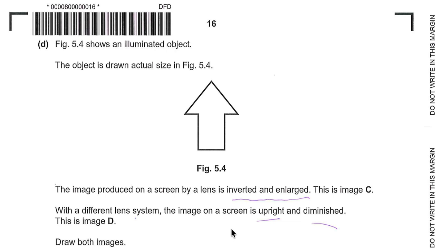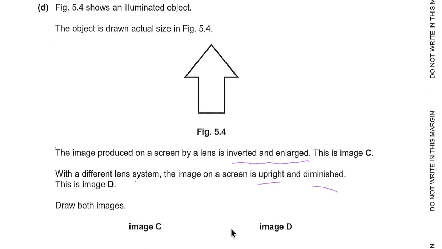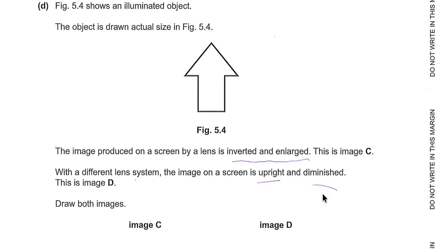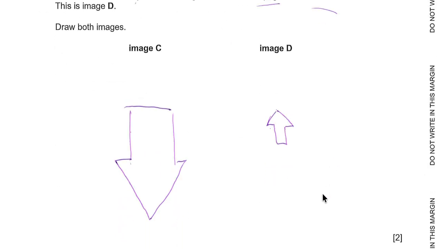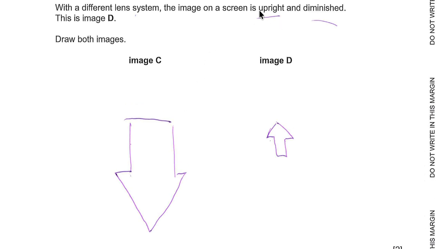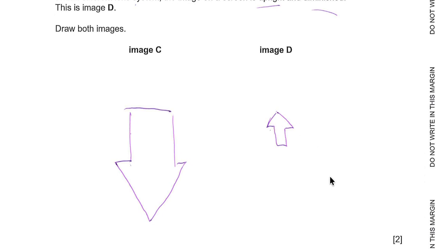We've just been asked to draw them. I quite like this question. Inverted and enlarged, that's image C. Upright and diminished, we're looking for something like this. In image C, you're going to have an image which is inverted, so flipped. It's going to be vertically inverted, so the top is going to become the bottom and the bottom is going to become the top. And in the case of image D, it's upright and diminished. It means it's getting smaller and it's going to be upright. Two nice marks there.